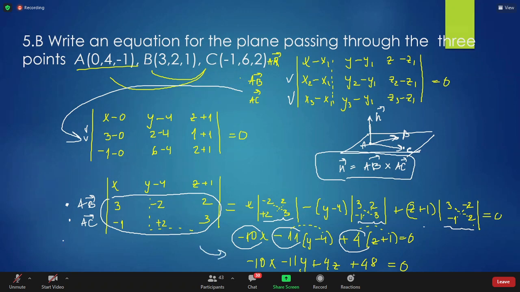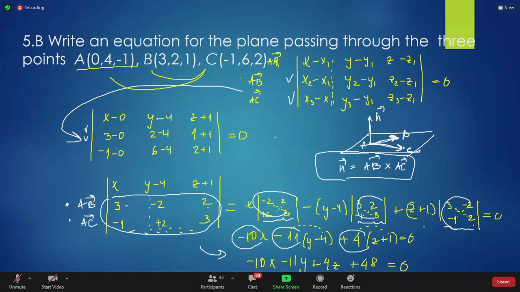And in the second case, we first find vectors AB and AC, which would actually be these numbers, these coordinates. Then we find the normal vector by vector product, which would actually be these numbers. And then we would just write the equation: minus 10 times (x minus 11), y minus 4, plus 4 times (z plus 1). So it can be done in different ways as long as you understand what is going on.